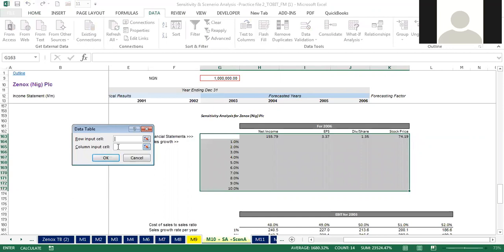Yes, sir. Data. What if analysis. Go ahead. We are following you. Data table. Yes. Then column input cell. Select column input cell. Now go up.